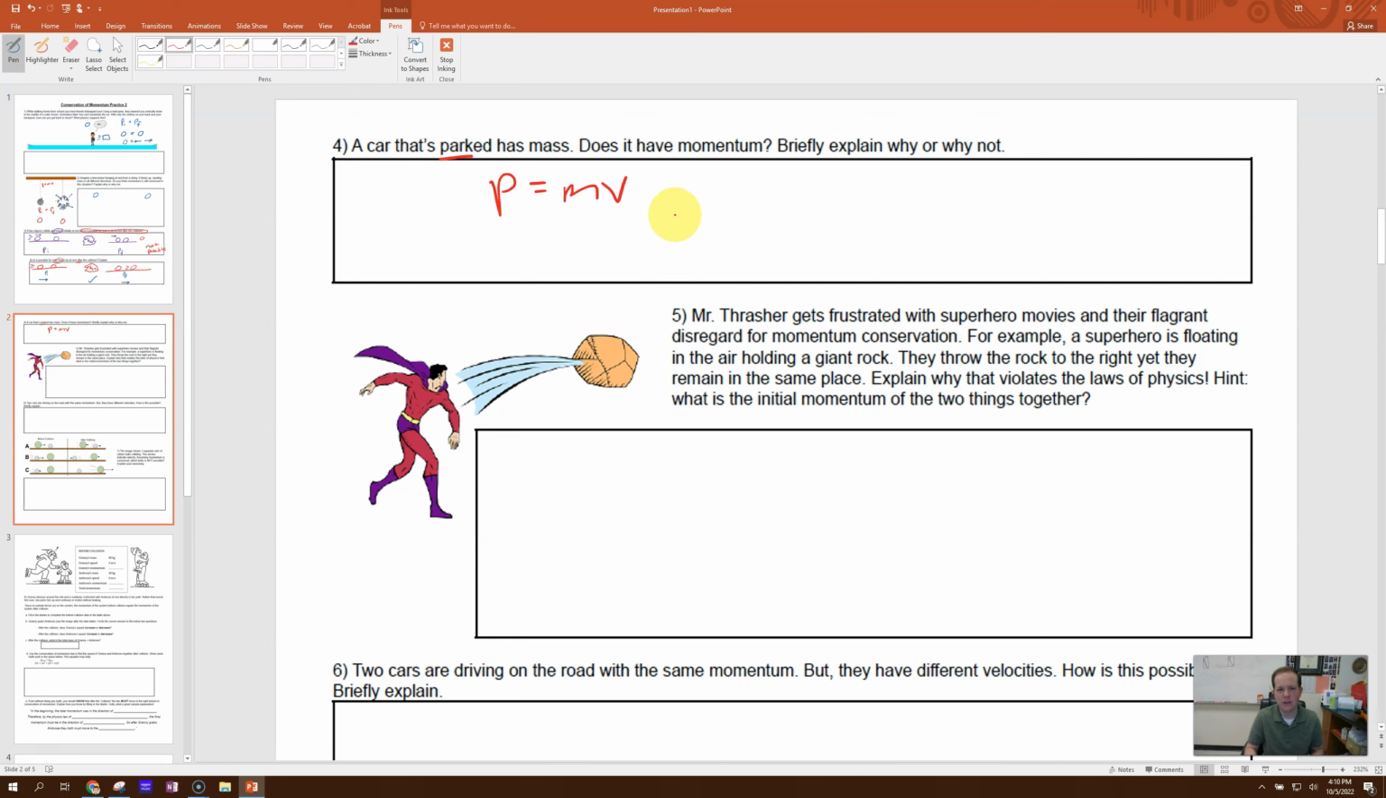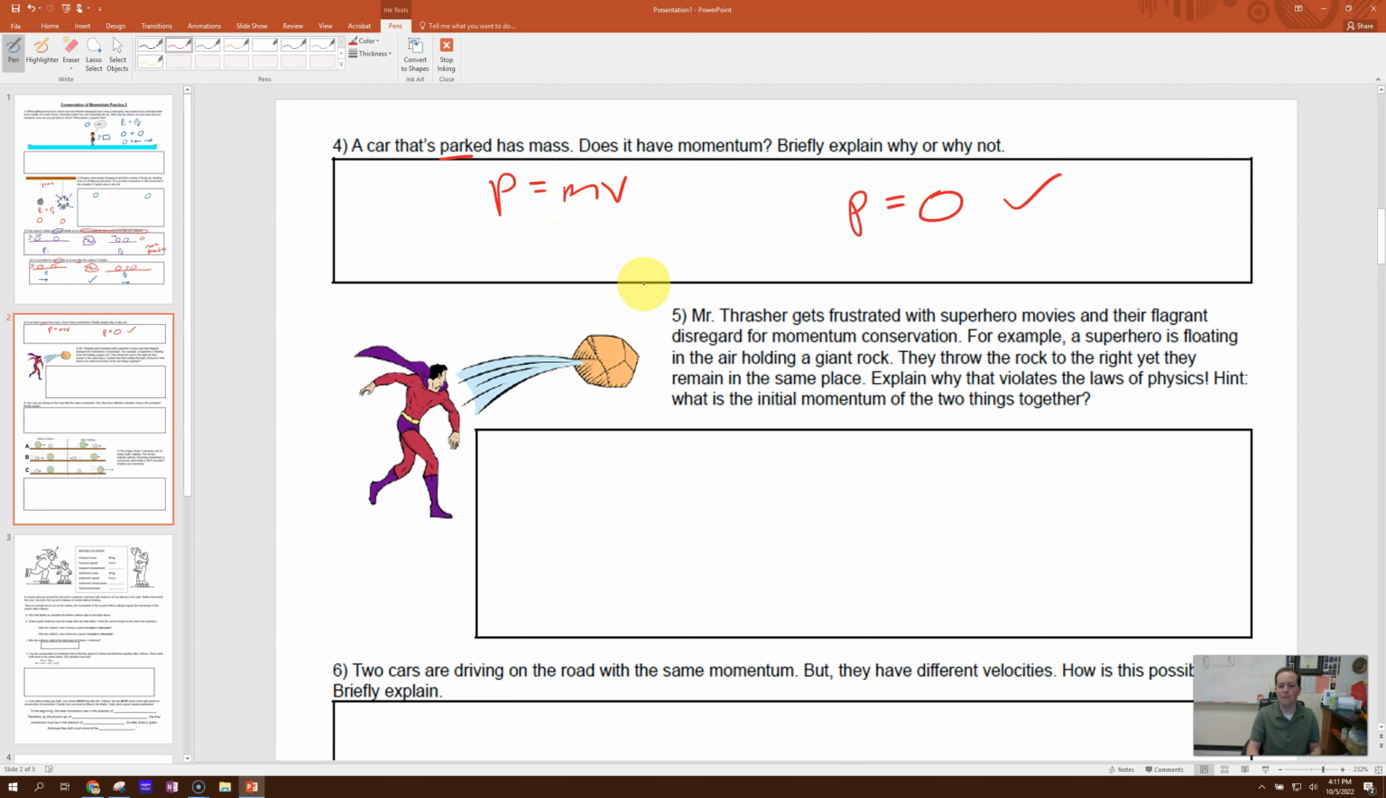You could probably answer this one of two ways. You could say no, it does not have momentum because the velocity is zero. Or it's okay if you said, yeah, sure, it has a momentum of zero. That'd be okay. That's kind of the same thing. But make sure you explain it. If this was a quiz question, be like, all right, Thrasher, this is what momentum is based on, mass and velocity. Even though the car might have mass, it's parked. Well, therefore, the momentum is nothing, or it has no momentum.